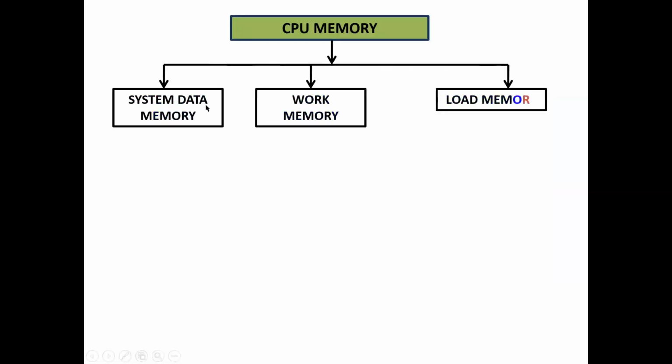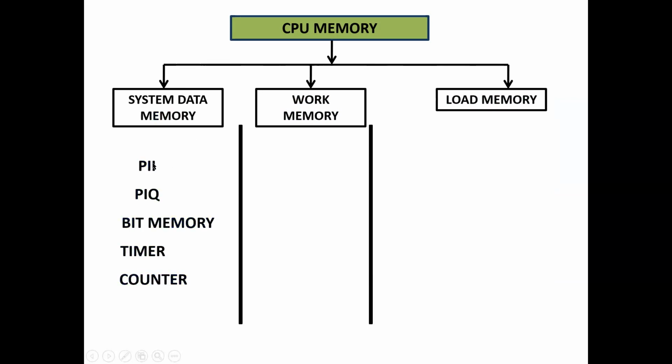Now, the CPU memory of this PLC is divided into three parts, right? System data memory, work memory, and load memory. So here, system data memory includes PII, PIQ, bit memory, timer, and counter, right? And the load memory means user program memory, which is an external memory card.